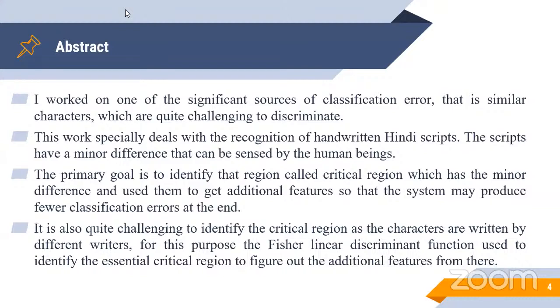So the primary goal of this work is to identify the region called the critical region, which has minor differences, and to get additional features for the classification. It is also quite challenging to identify the critical region in a character written by different writers. So for this purpose, the Fisher linear discriminant function is used to identify the essential critical region and figure out the additional features from there.